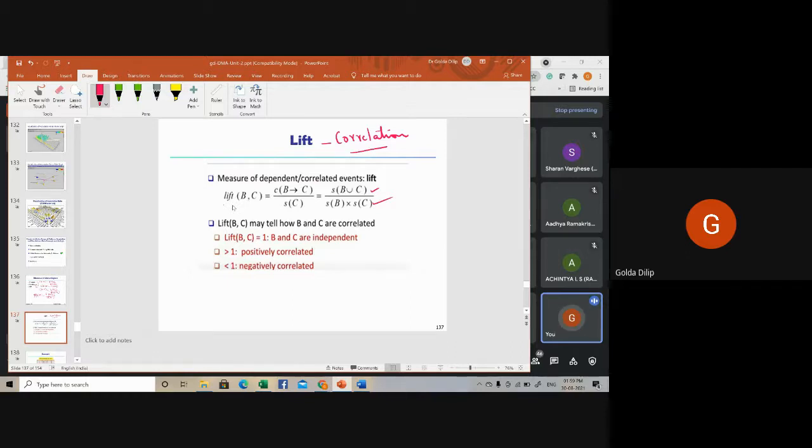If the value is 1, then it means they are independent. If it is greater than 1, it means it is positively correlated. And if it is less than 1, it means it is negatively correlated. Please make a note of what the lift is and how it works.